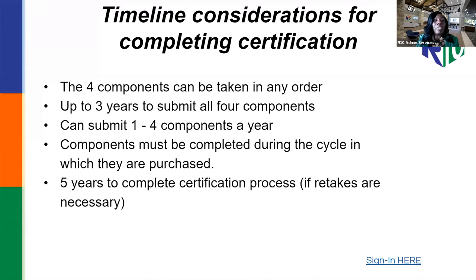You have 5 years to complete the certification process. You have 3 years to complete all components, but if you don't receive the score that you want, an accomplished score, and you don't become National Board certified, you have 5 years to become certified, doing any retakes that are necessary for you to reach that goal. If you do not reach it after year five, then you will have to start the process over and submit all four components again.